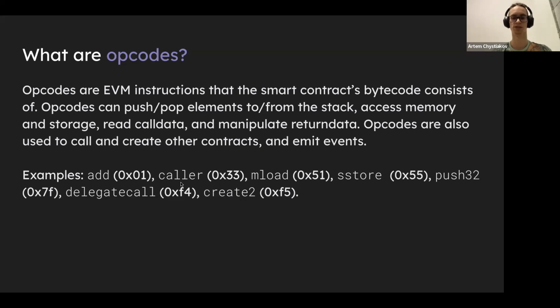The opcode CALLER, which is the message sender; the MLOAD opcode that loads a chunk of memory to the stack; an SSTORE opcode that takes the value from the stack and writes this value to storage; PUSH32, which pushes 32 bytes to the stack; the DELEGATECALL opcode, which calls the smart contract with some delegate logic; and the CREATE2 opcode that creates smart contracts depending on their bytecode and the address of the factory that deploys those contracts, which gives a deterministic deployment.